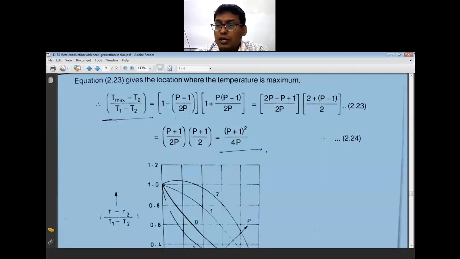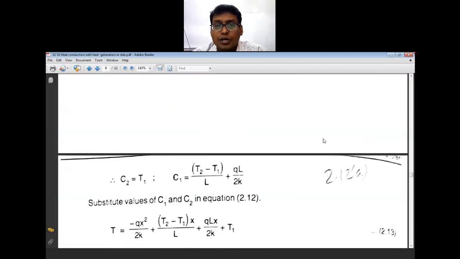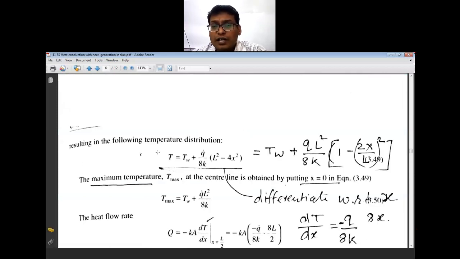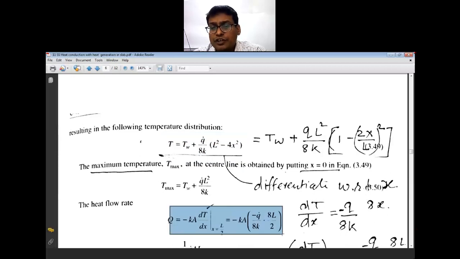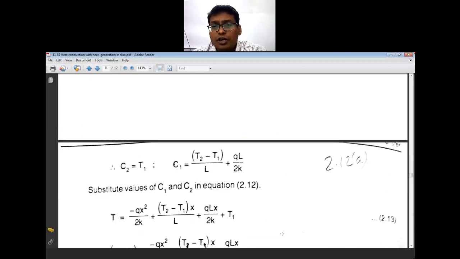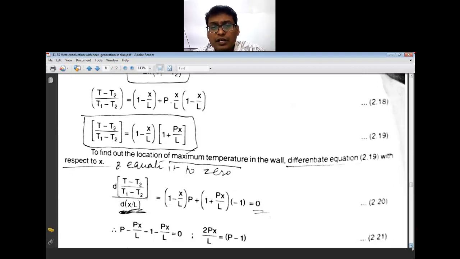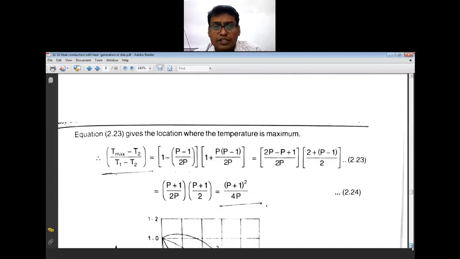The same thing was done for the previous case also. Here above also we did the same thing. We derived the general temperature distribution. This is the simplified form. Then differentiated with respect to x, so that it is substituted in this Q conduction equation. Here also we have done the same thing, that is, differentiated this equation of temperature distribution and calculated the value of maximum temperature.